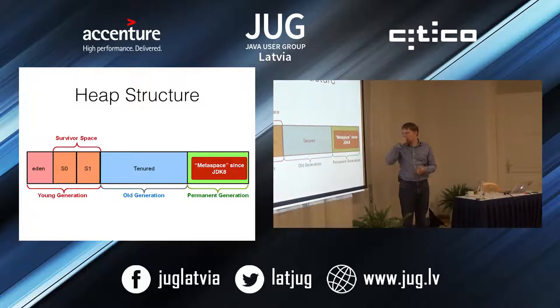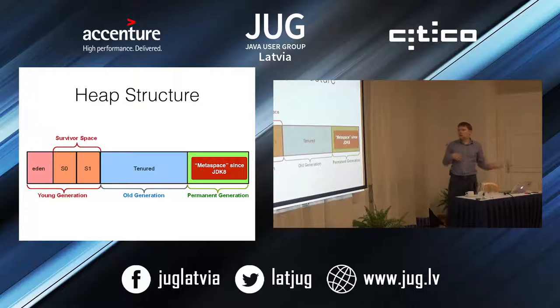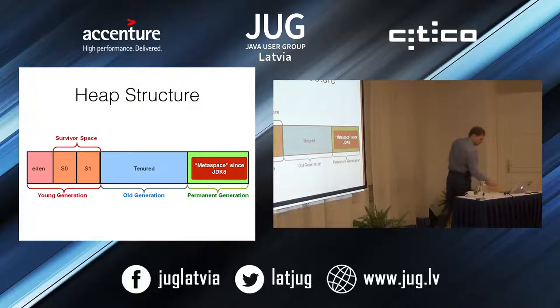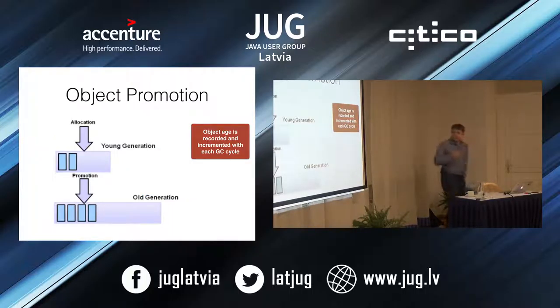So before Java 8, it was called permanent generation. Now it's called metaspace. The difference is that permanent generation was supposed to be not garbage collected at all. Now metaspace could be garbage collected, but it's very, very similar to the permanent generation still.